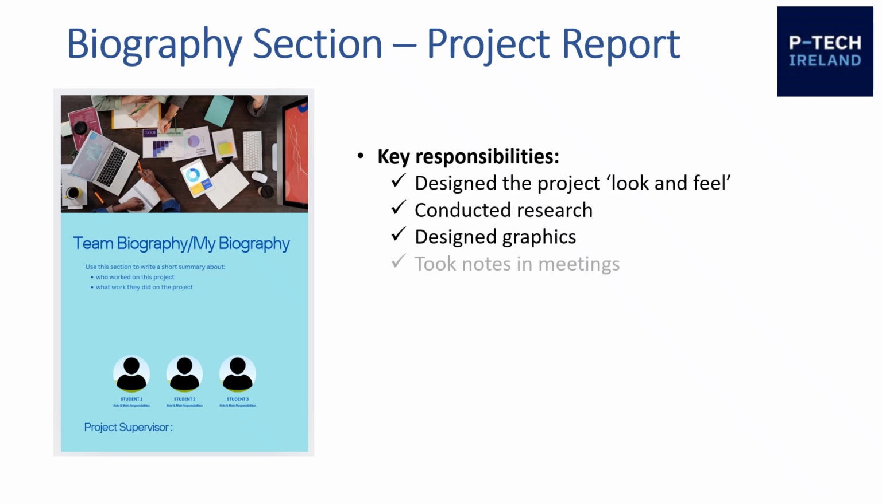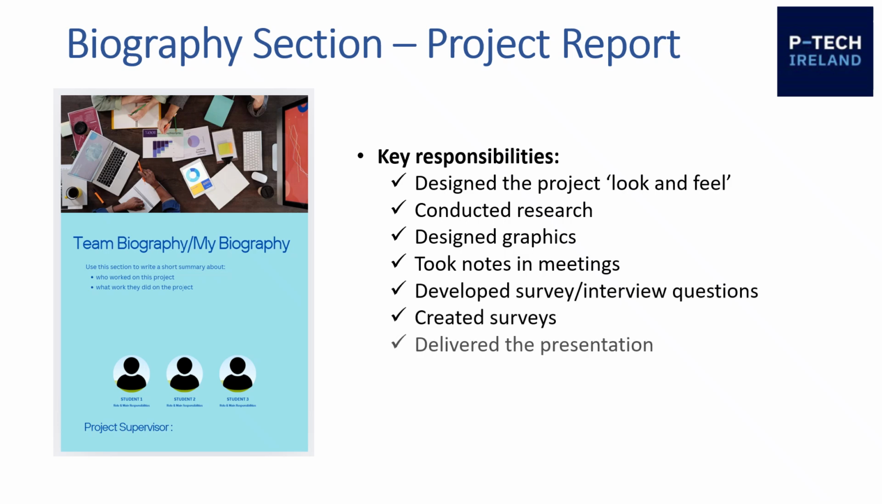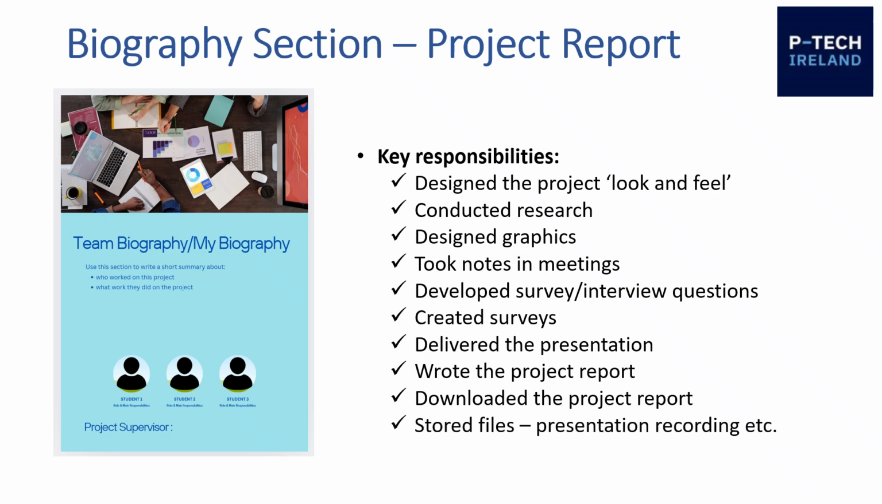Now, in the biography section, you should also give information on the different responsibilities that people had while they were working on the project. And here are some examples of the different responsibilities that people might have. Someone might design the look and the feel, what colors to use, what images to use, what themes in Canva to use, what fonts to use. Someone might be the chief researcher or the main researcher. Someone might design some graphics or images. Someone might take notes in meetings.